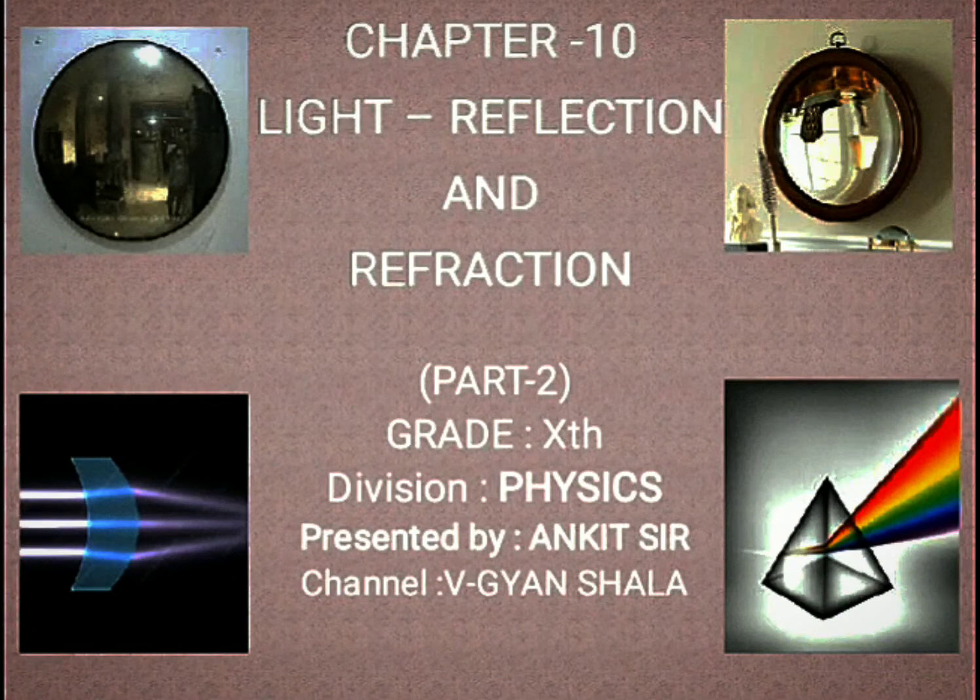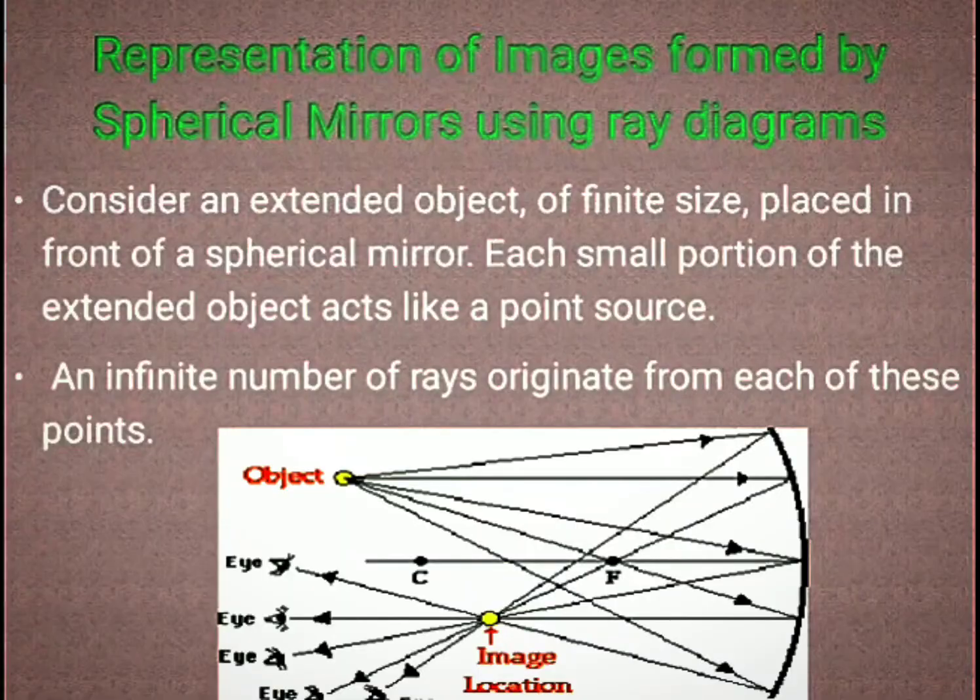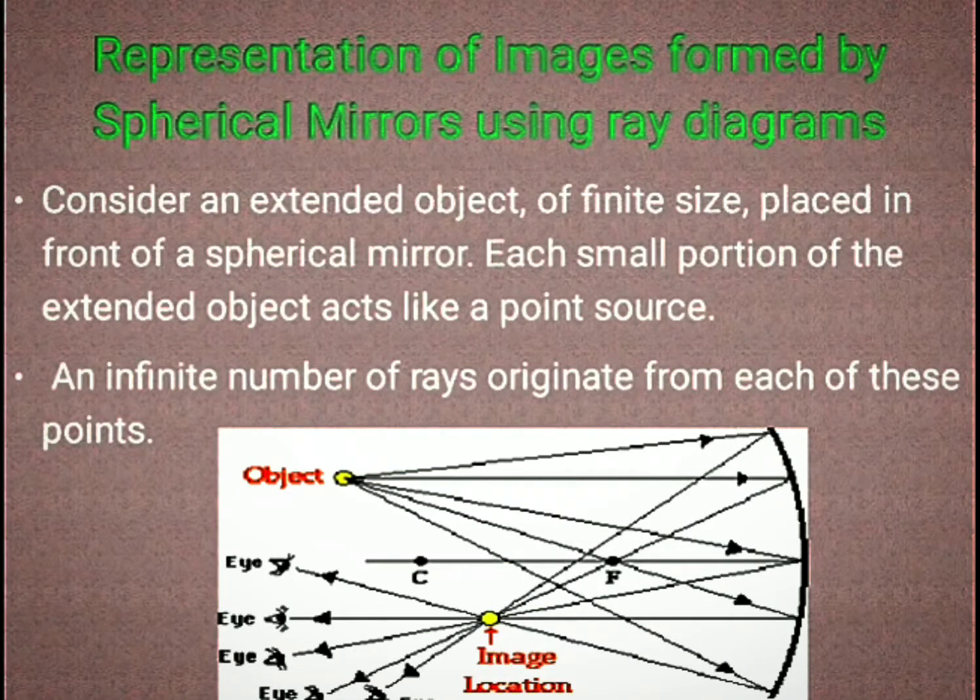Hello friends, welcome to the second part of chapter number 10, Light Reflection and Refraction of Grade 10th. We have already studied about image formation by concave mirror for different positions of the object in the previous activity. Now in order to represent these images geometrically, we make use of ray diagrams.